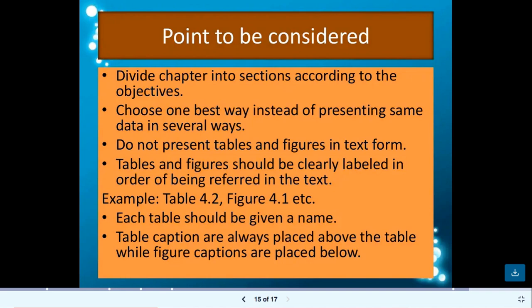Tables and figures should be clearly labeled in the order of being referred to in the text. Yes, you have to name all of your tables and figures to make the readers understand what the table is, the meaning of the tables. Each table should be given a name. Table captions are always placed above the table, while figure captions are placed below.